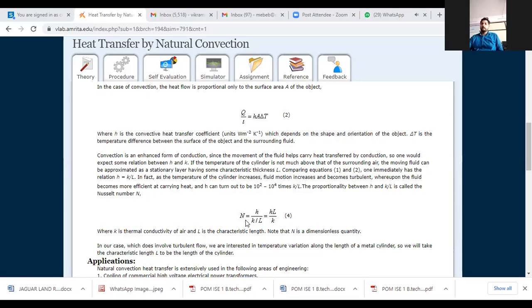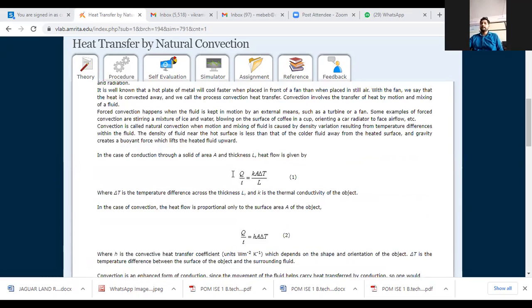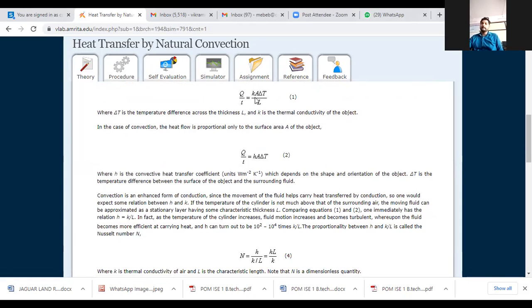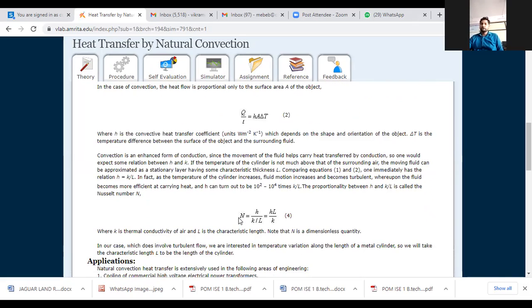So the formula of the Nusselt number is the convection heat transfer rate divided by the conduction heat transfer rate. The convection heat transfer rate is h multiplied by A multiplied by delta T, and the conduction heat transfer rate is k multiplied by A multiplied by delta T divided by L. So the Nusselt number is the ratio of convection heat transfer to conduction heat transfer.